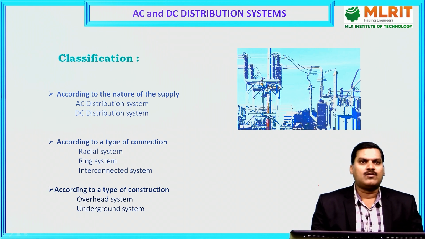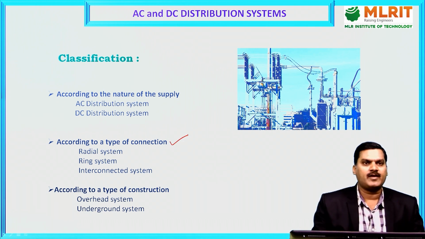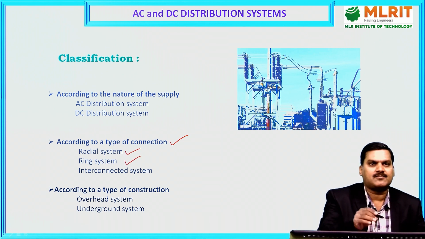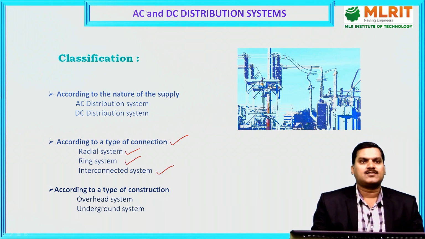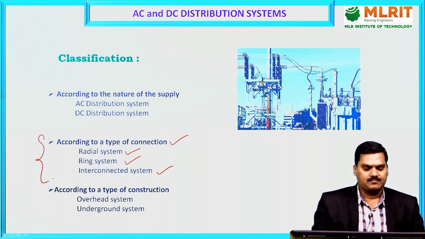Coming to the type of connection, we have three models. One is the radial system, another one is the ring main system, and another one is the interconnected system. Type of connection means there are different categories of connections in the circuits of the power system. So, we have the radial system, the ring main system, and the interconnected system. These three things come under the type of connection.